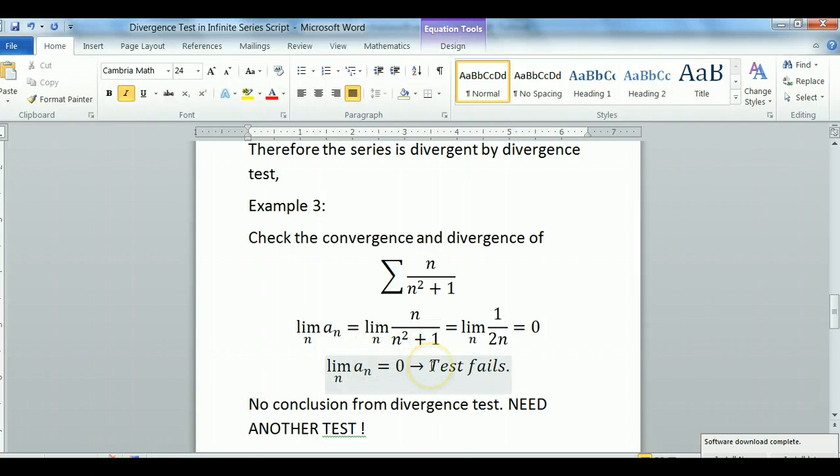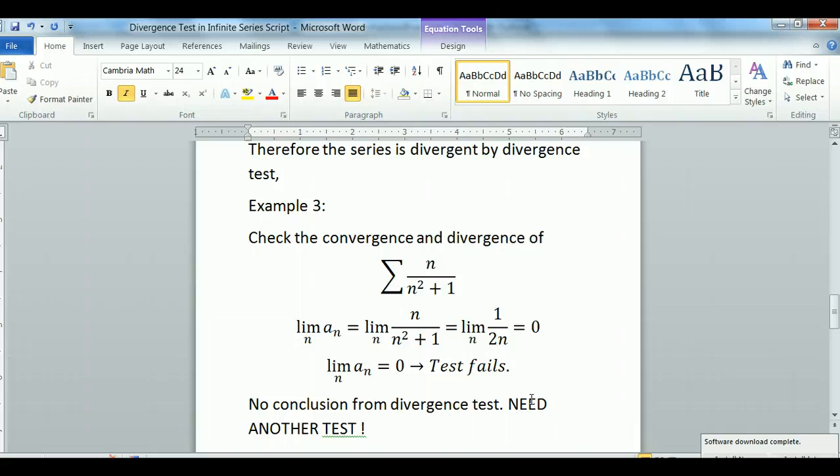What do we do now? Now remember, the test is only true if the limit is not equal to 0 or the sequence diverges. If the limit is equal to 0, then the test is no longer valid. So we cannot get any conclusions from the test.